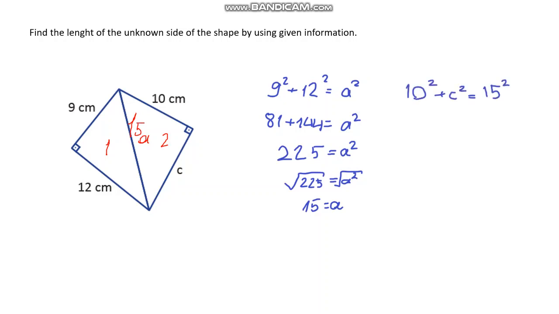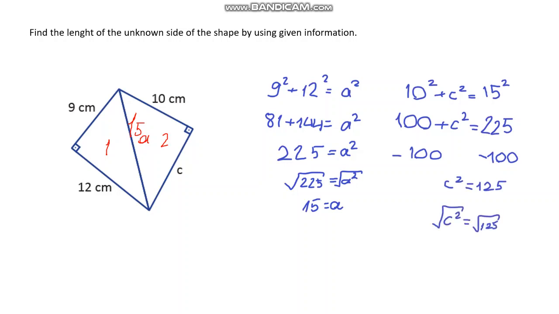10 squared plus c squared is equal to 15 squared. 100 plus c squared should be equal to 225. If I subtract 100 from both sides, I conclude c squared is equal to 125. And if I take the square root of both of them, I will find c is equal to 5 square root of 5.